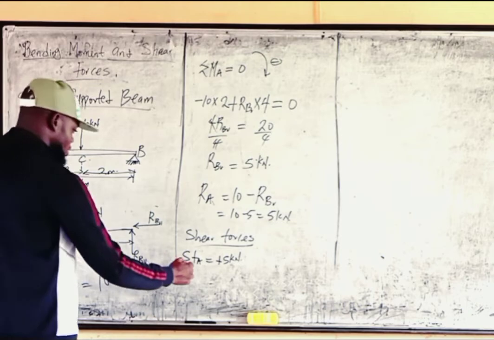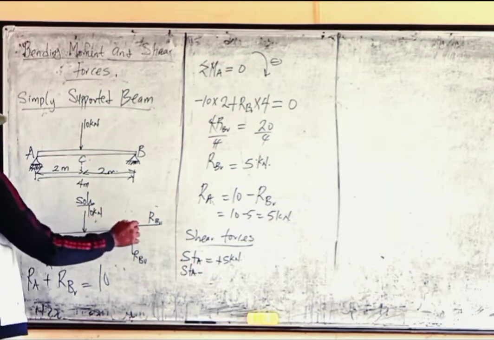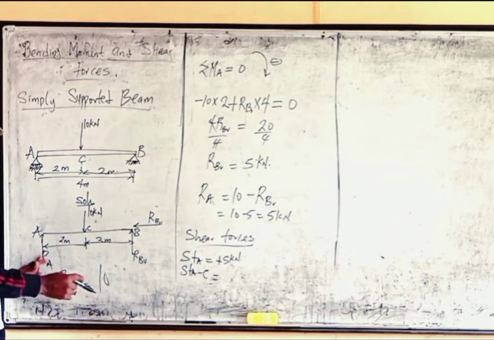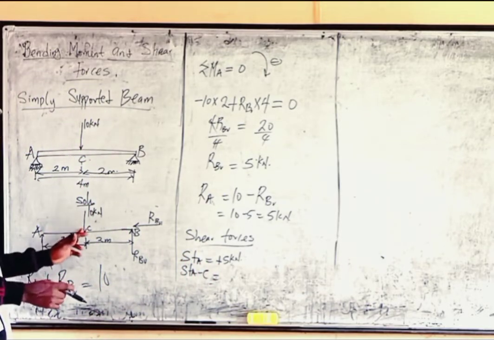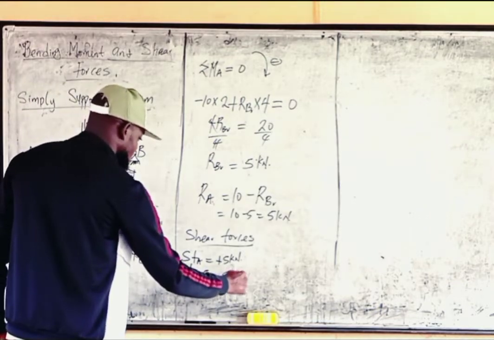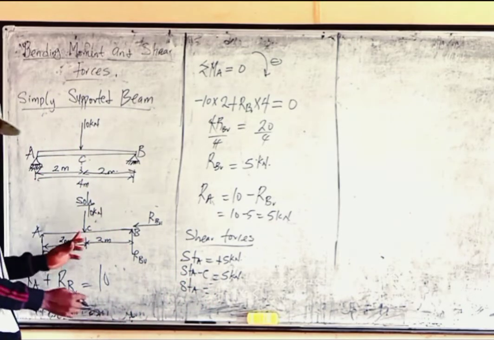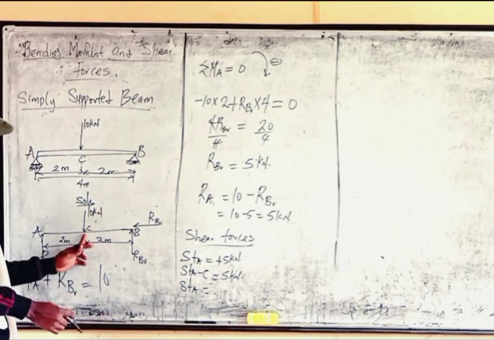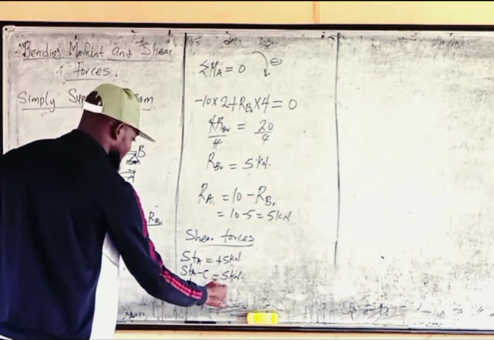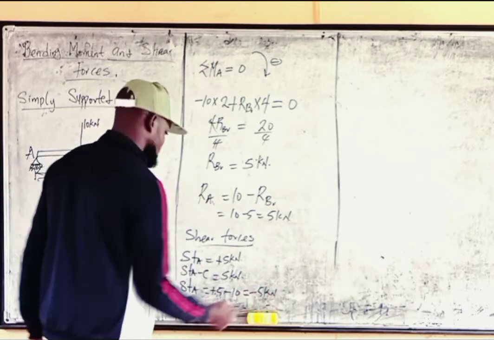Then the shear force from A to C. Remember this is A, this is B, and this is C. From A to C, we don't meet anything, so we see 5 kilonewtons. Then the shear force at C: at C we met a load of 10 kilonewtons going down. That will be negative. You have plus 5 minus 10, which gives us minus 5 kilonewtons.